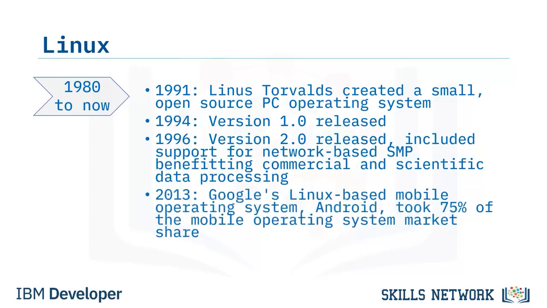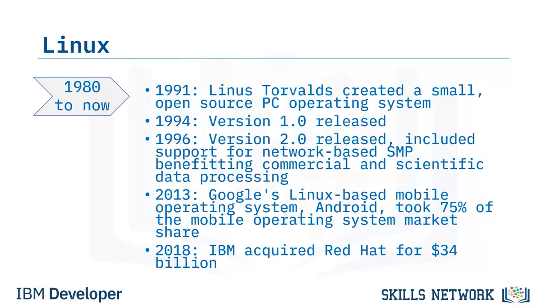In 2013, Google's Linux-based mobile operating system, Android, took 75% of the market share. When evaluating the value of Linux, consider that in 2018, IBM acquired Red Hat for $34 billion.